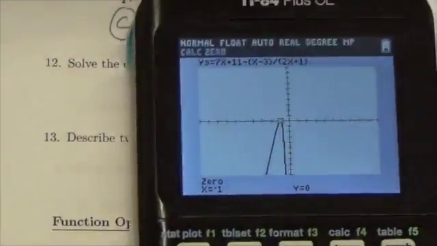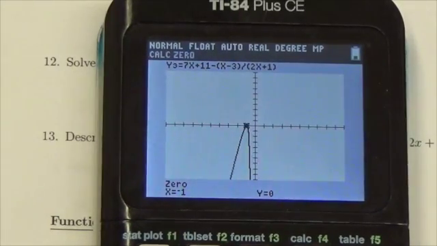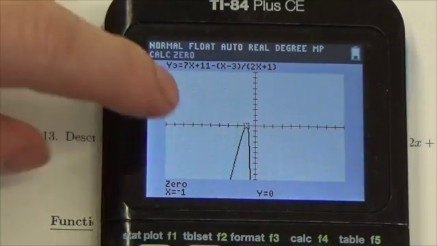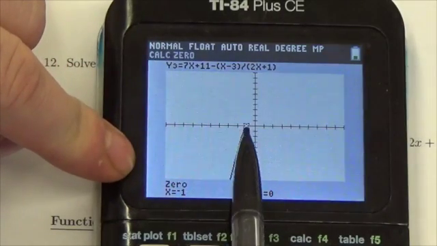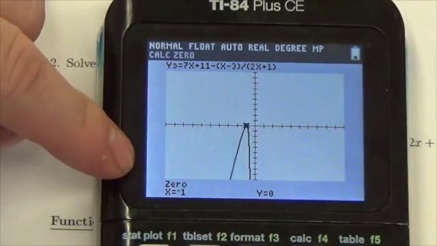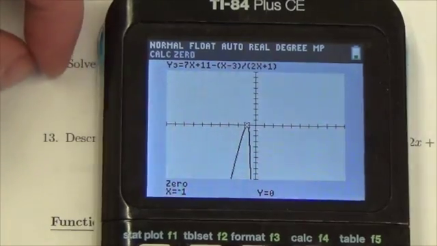Now, if the calculator had given me again a no sign change error, and it could have at this point, then what I would have done is assume that the answer here is the vertex, and I would have just found the maximum value, and that would have given me the answer as well.